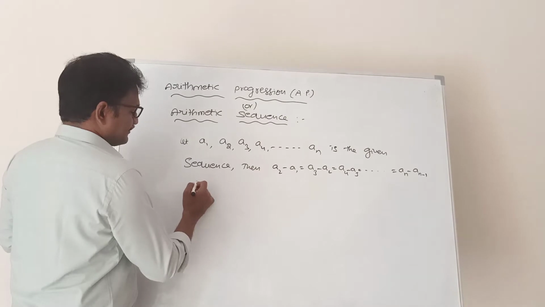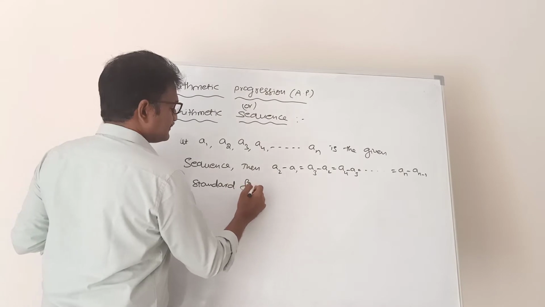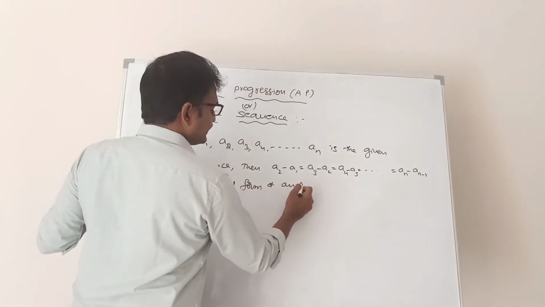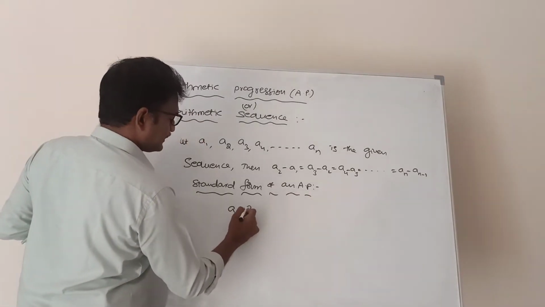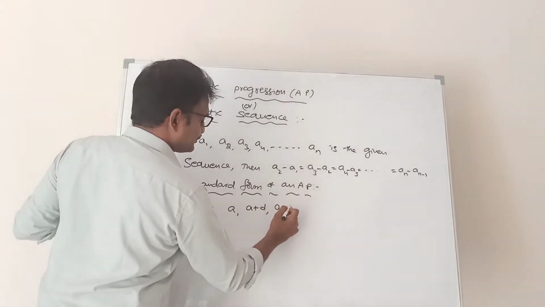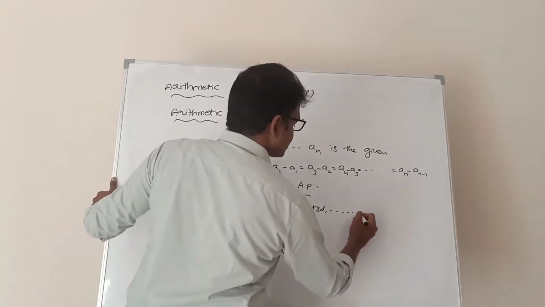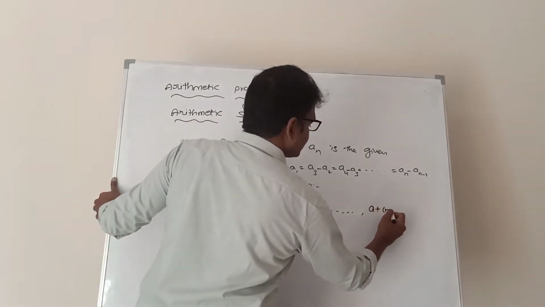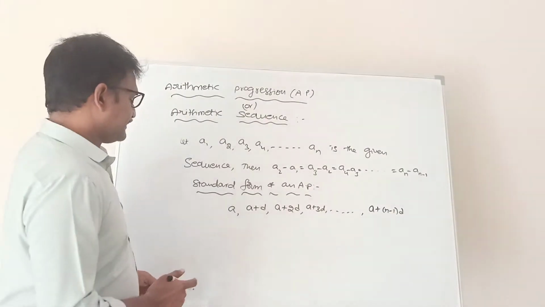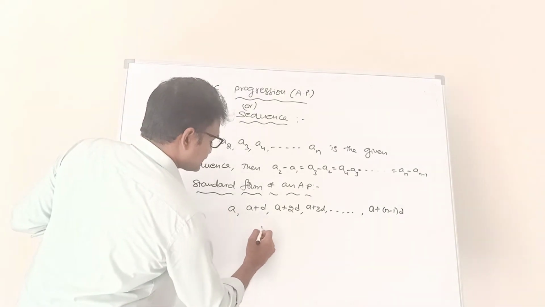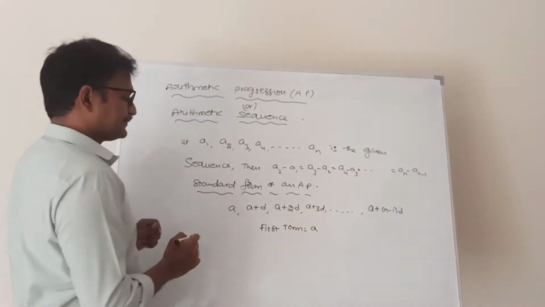Generally, the standard form of an AP is A, A plus D, A plus 2D, A plus 3D, so on, A plus n minus 1 into D. This is called the standard form of an AP. See, A denotes the first term. The first term in AP we will denote with small a.